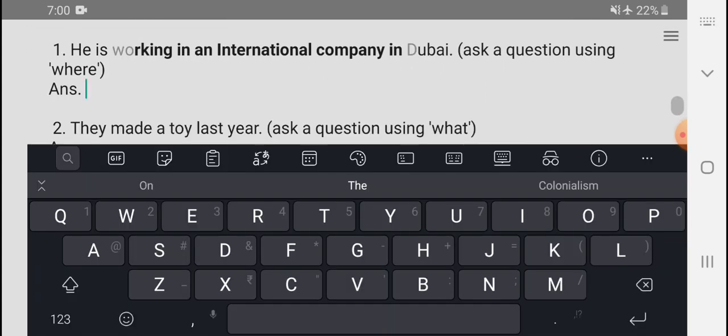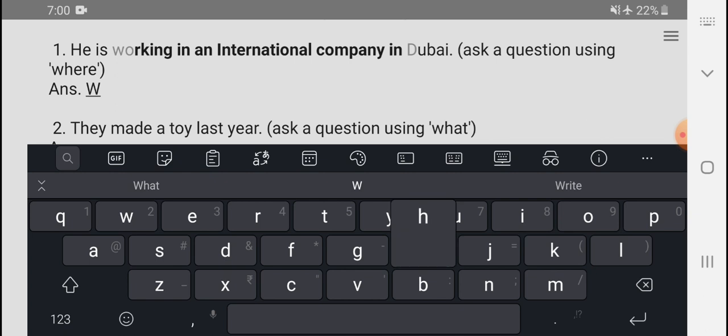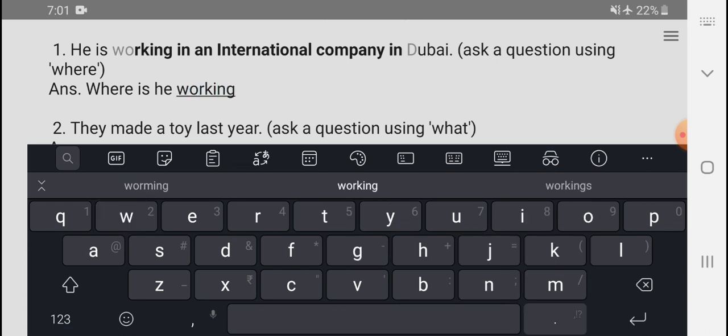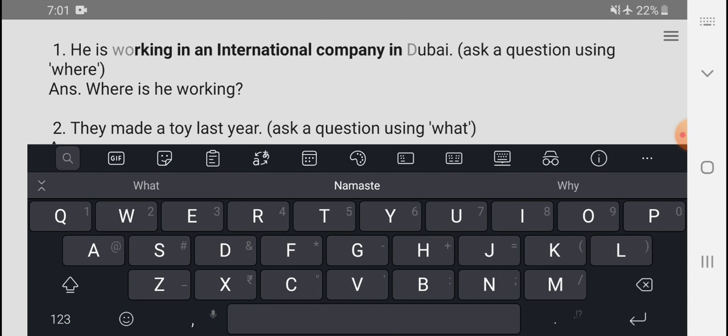In this example, if you take a look at, he is working in an international company in Dubai. The tense is present continuous, hence the question will also be in present continuous. So we will use where first, then is will come. Where is he working? The answer for this is in an international company in Dubai, which we don't need to write.